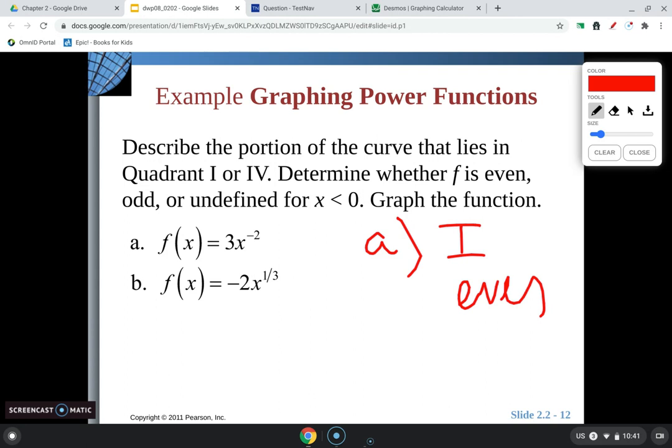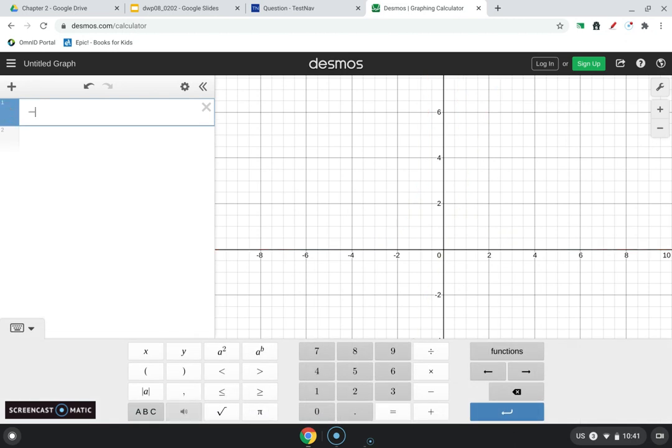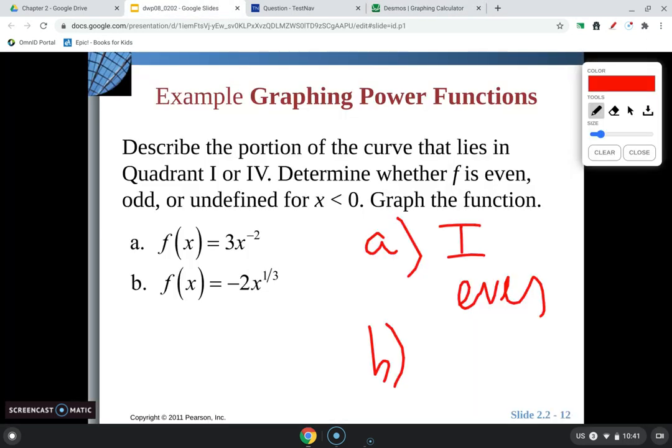All right, let's try that next one. Let's try B, negative 2 times x to the 1/3. So I'm going to go negative 2 times x, and then I want to put that in parentheses up there. So 1/3. Oops, get out of that. Boom, boom. And there you go. So there's what that function looks like. So that one, we are in quadrant 4. Okay, and what's going on in quadrant 4?